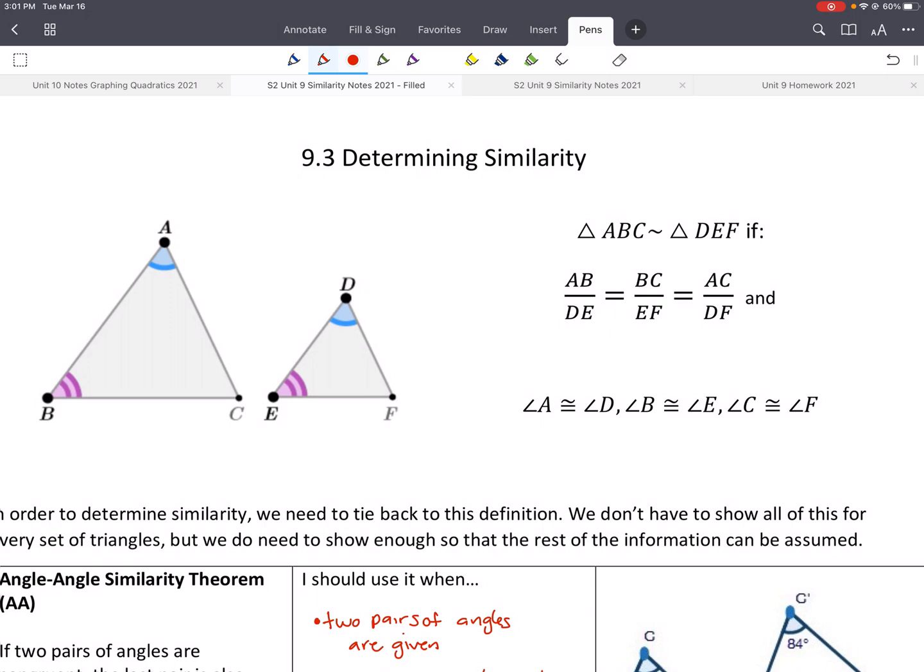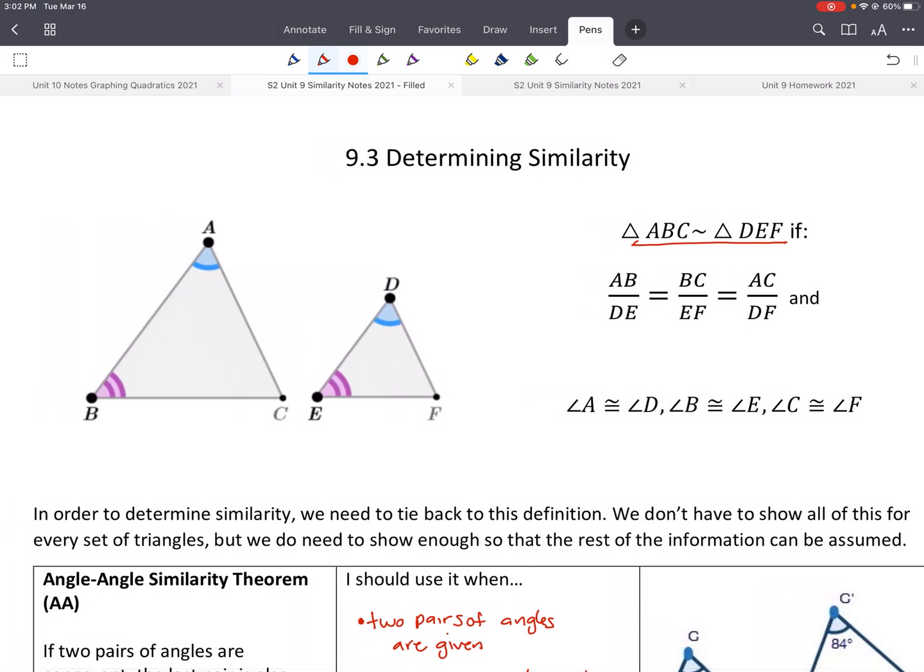Okay, so just a quick recap: if two triangles are similar, then we know, this is what this says, triangle ABC is similar to triangle DEF if corresponding sides are proportional. So these are the proportions, okay? And corresponding angles are congruent. All right, so in order to determine similarity, we need to tie back to this definition. We don't need to show all of this for every set of triangles, but we do need to show enough so that the rest of the information can be assumed.